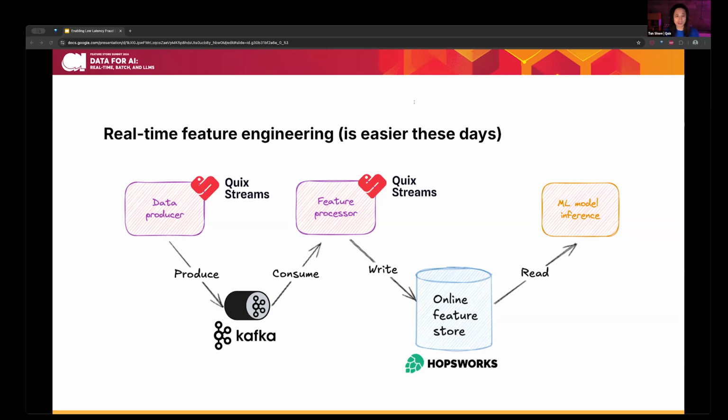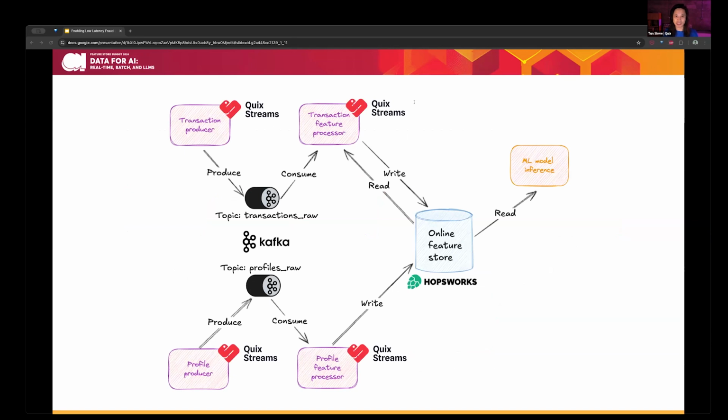And then on the right, you've got Hopsworks, which you probably know about by now. It's a Lakehouse platform with a feature store, and it solves many of the challenges when building out these sort of complex data systems.